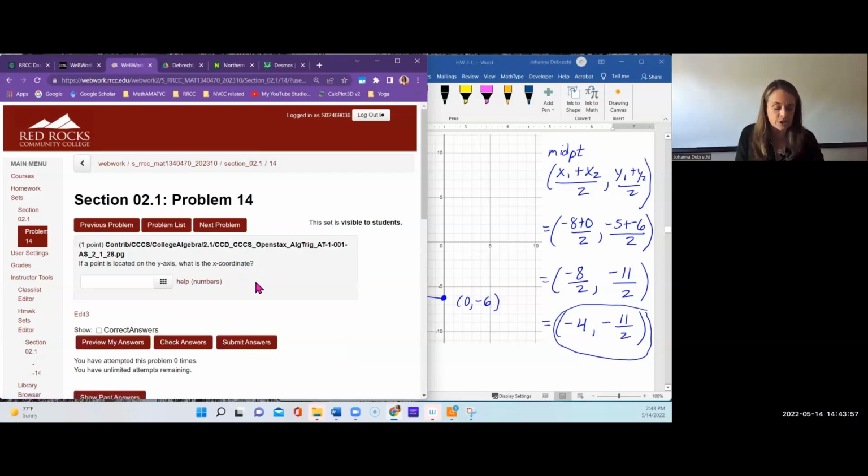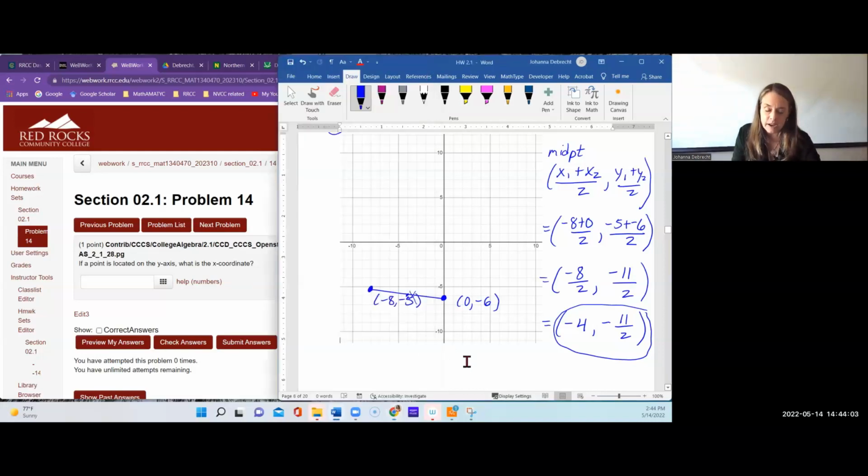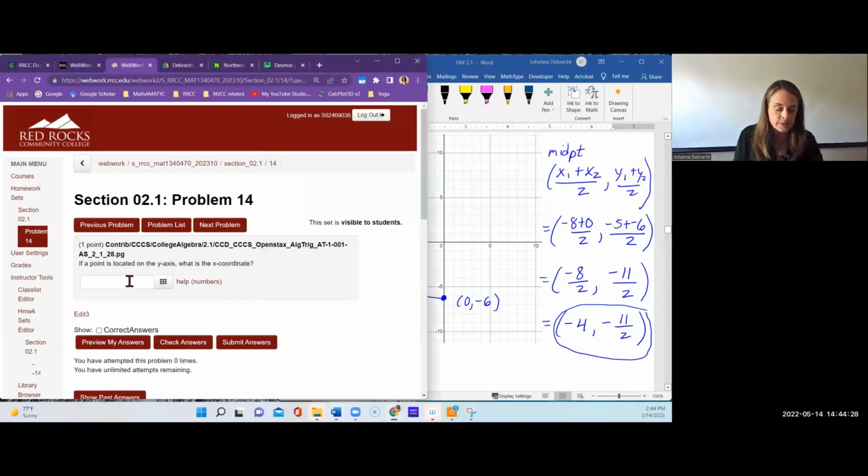What about the next question? If a point is located on the y-axis, what is the x-coordinate? Let's look at our graph to help. If the point is on this line that goes vertically, what's the x? From the origin, how would I get to any of these points on the y-axis? I wouldn't move left or right, but I would move up or down. So the x-coordinate is 0 because there's no left-right motion.